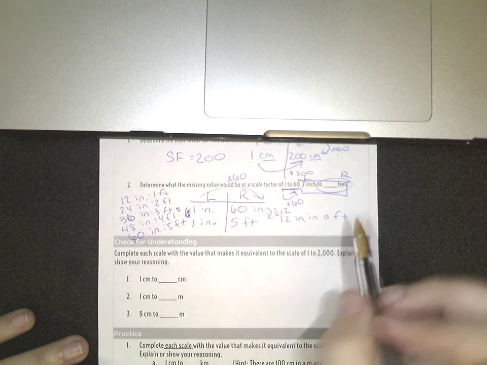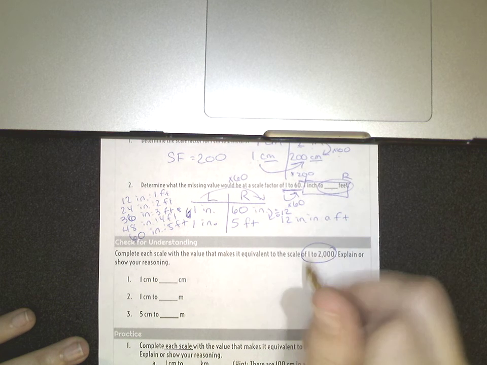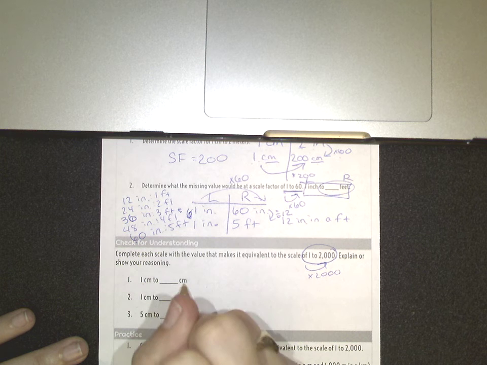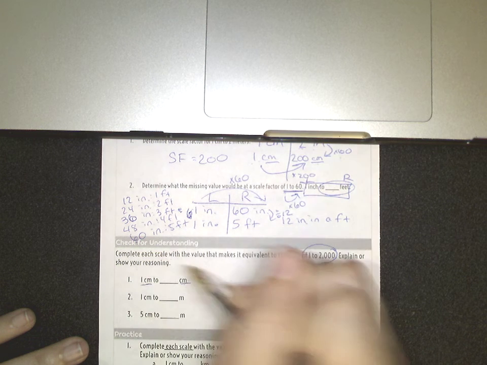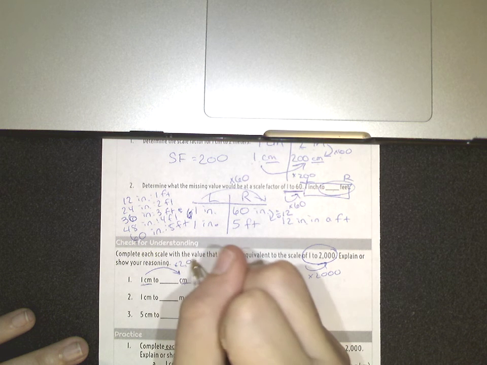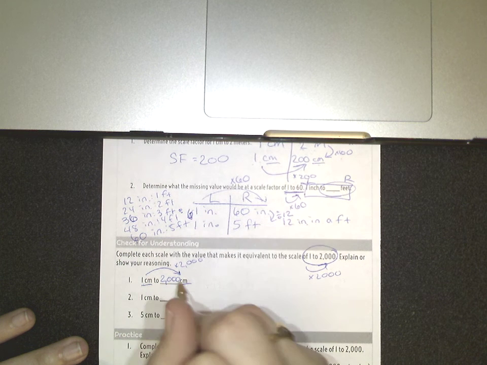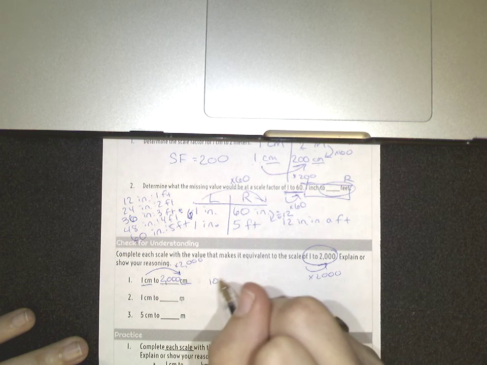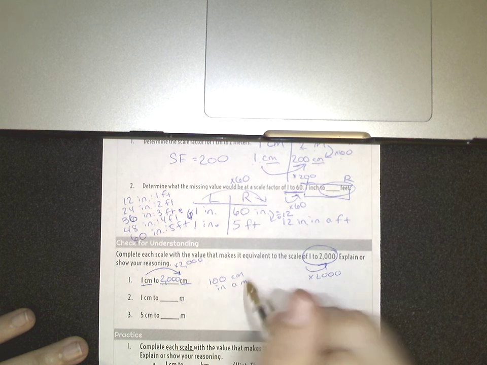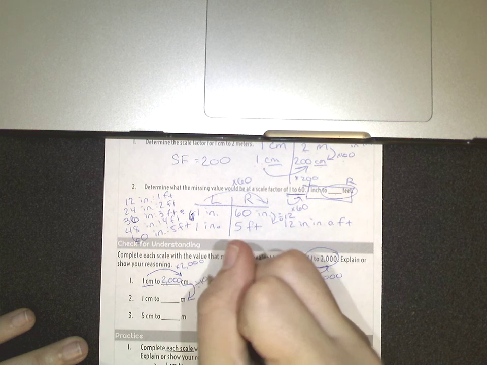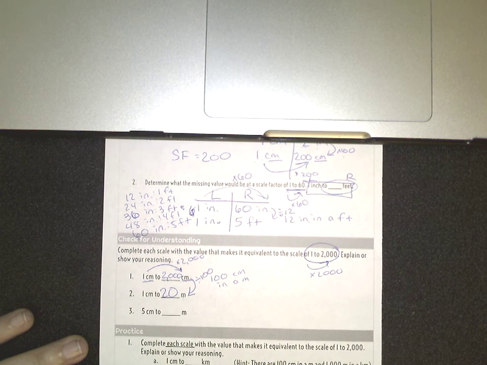Then down here, we have a scale of 1 to 2,000. That tells me that my scale factor is times 2,000. So if I'm going from 1 centimeter to some number of centimeters, oh, they're the same unit. That's nice. So I can just do times 2,000. Now I have 1 centimeter to 2,000 centimeters. It's the same scale down here, but I just need to turn it into meters now. Well, if I know that I've got 2,000 centimeters, and there are 100 centimeters in a meter, and I'm working down, because I know I'm going to have fewer meters since they're bigger, I can divide by 100, and I'm going to have 20 meters.